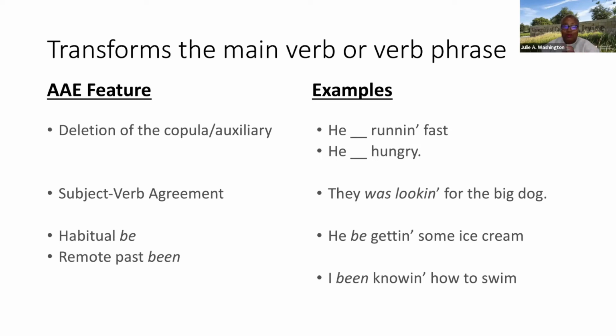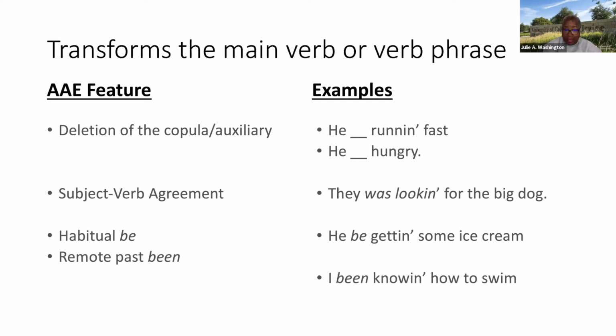Whenever you hear be in its unconjugated form, you could put at the end of the sentence, all the time. He be getting some ice cream all the time. That's what it means. He is always getting ice cream. Or she be falling down the stairs. That means every time she gets close to the stairs, she falls. So it's the habitual nature that governs the use of be.